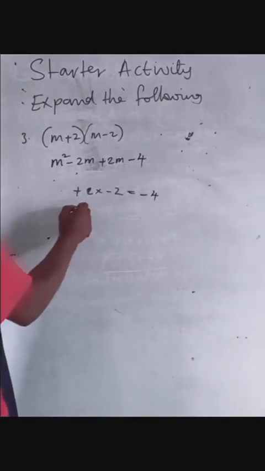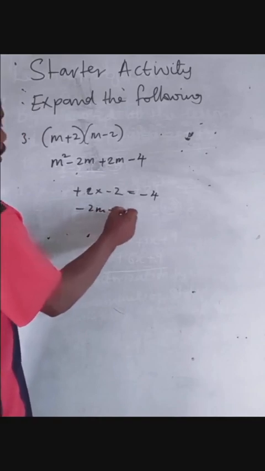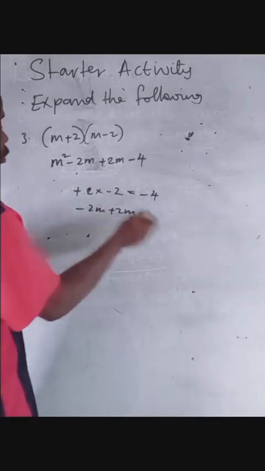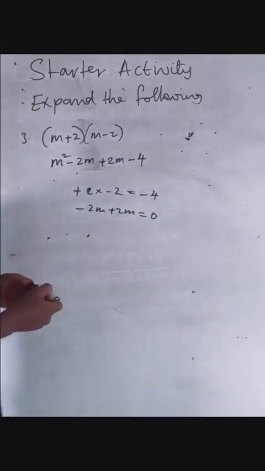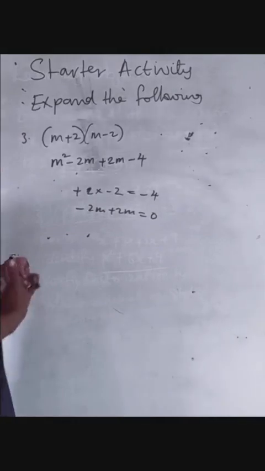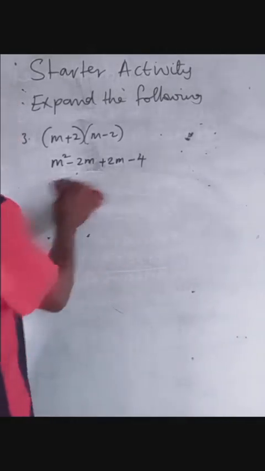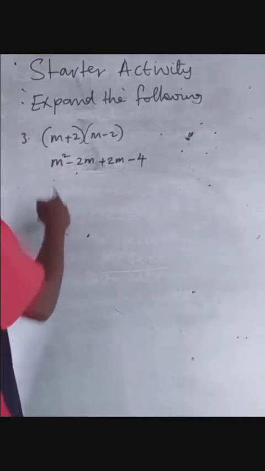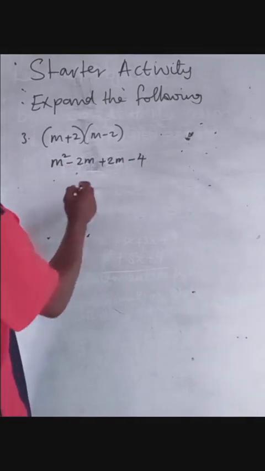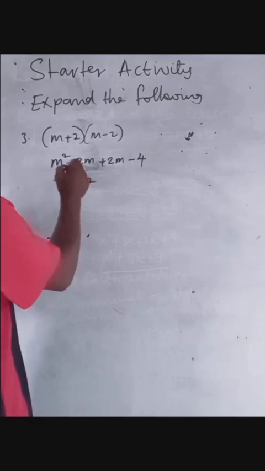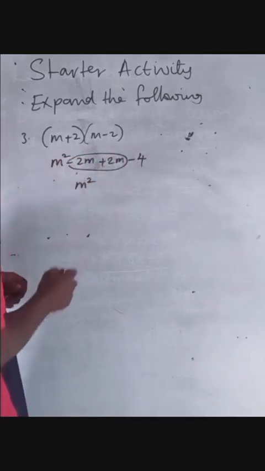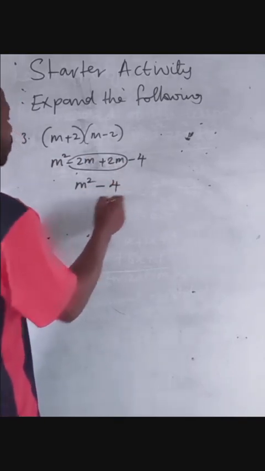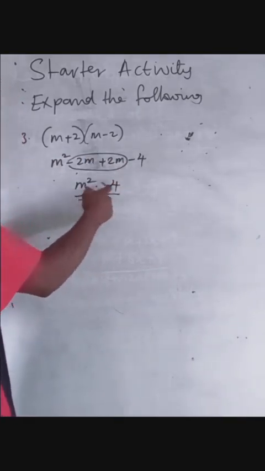In this scenario, you have minus 2m plus 2m. The solution is going to be 0. 2 will cancel out 2, so you have 0 there. So you need to know this, you need to keep them in mind. Very important. So m squared minus 2m plus 2m is going to be m squared. This is going to be 0. Minus 2m plus 2m will cancel out each other, then we have minus 4. So the solution is m squared minus 4.